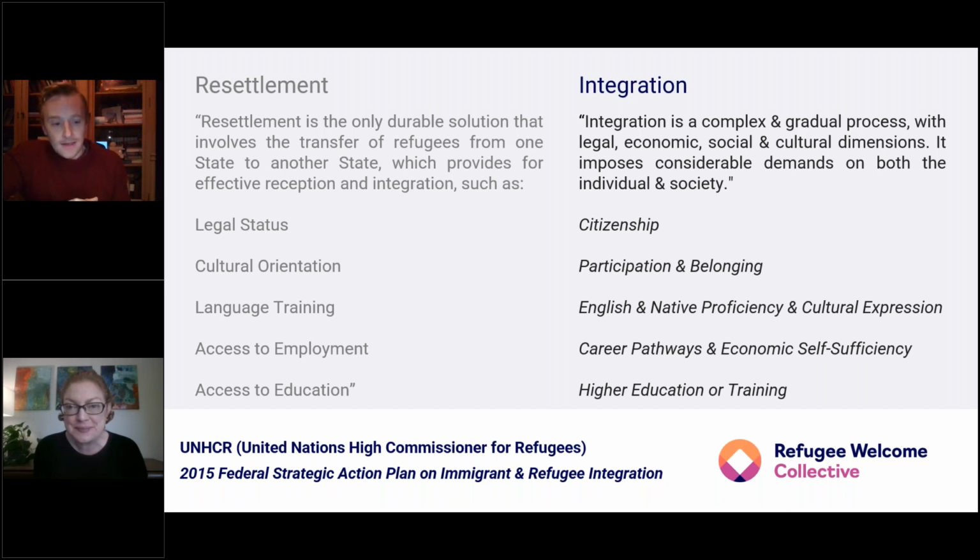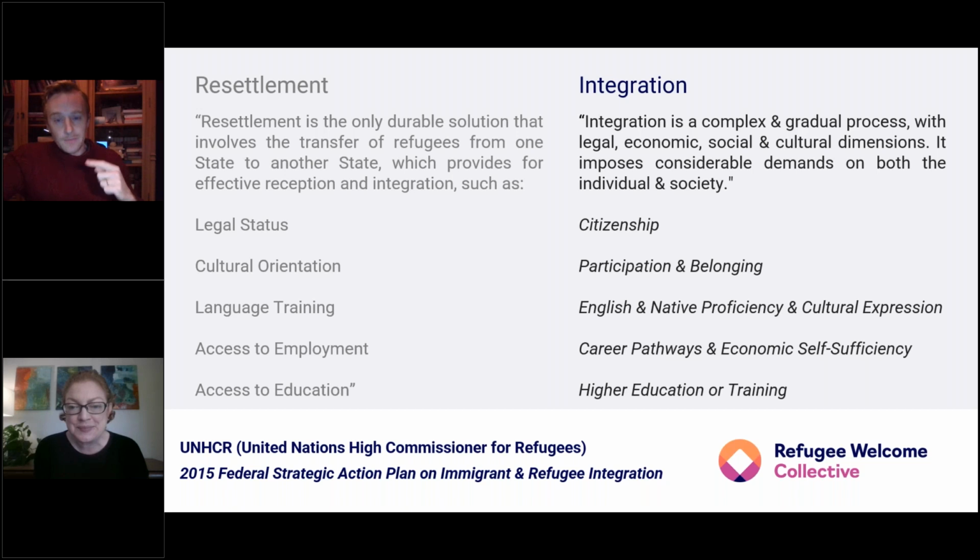Now, the Obama administration gave us a more nuanced definition of integration in its 2015 Federal Strategic Action Plan on Immigrant and Refugee Integration. So if you want a better perspective in the US, I really recommend looking into that document. And they try and define some of those dimensions of integration. So for example, acquiring US citizenship is often a culmination point in that process.